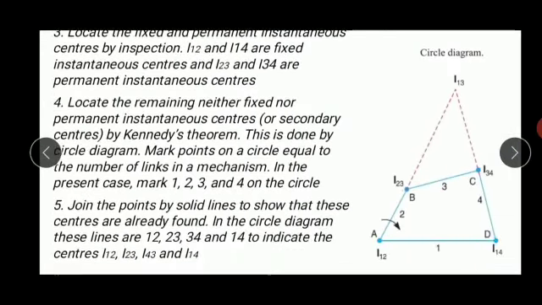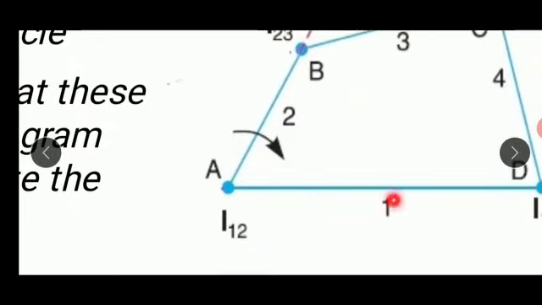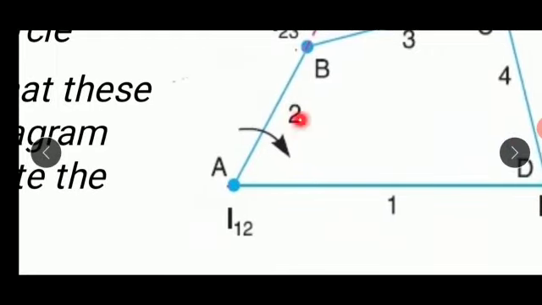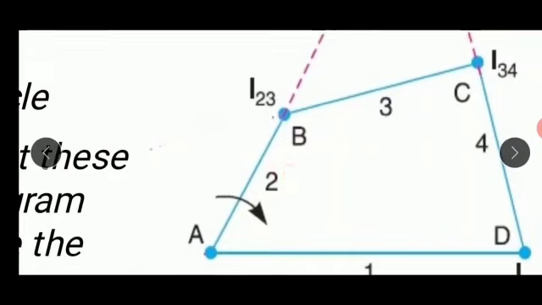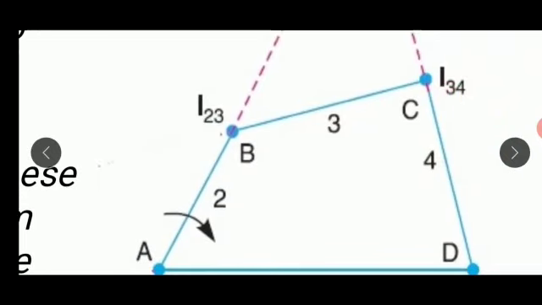So let us locate these instantaneous centers. Now we are having here link 1. This is link 1, this is link 2. So instantaneous center of link 1 and link 2, it is here, it is I12. Instantaneous center of link 2 and link 3, it is I23, here it is. Instantaneous center of link 3 and link 4, it is I34.